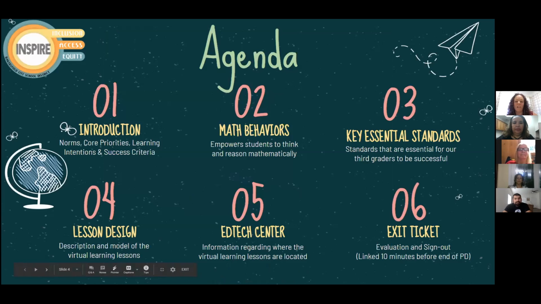Let's move on to our next slide in regards to what our day looks like. Well, we have 6 components on our agenda. First being our introduction, where we're just going to review our norms, our core priorities, our learning intentions, and success criteria for today. We're also going to talk about math behaviors and how we can elicit those math behaviors from our students through questioning, reasoning, and engagement pieces. And we're going to look at our key essential standards for our grade levels, so our 4th graders can be successful in their math learning.